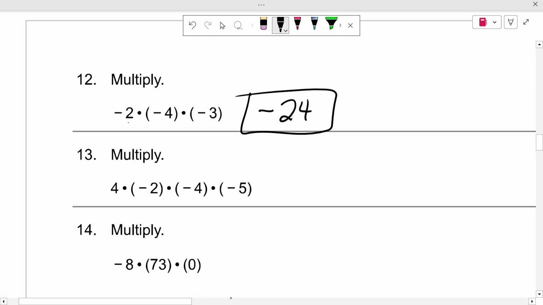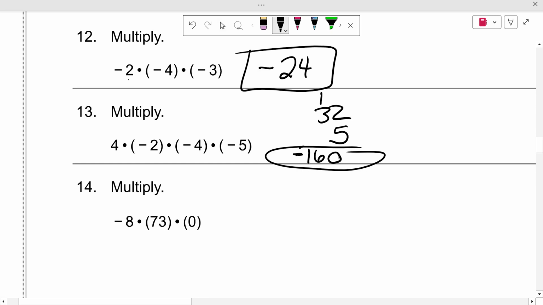On this one, 4 times 2 is what? 8. 8 times 4 is what? 32. 8 times 4 is 32. Then we're going to multiply it by 5. 5 times 2 is 10. Carry the 1. 5 times 3 is 15 plus 1 is 16. 160. Now, how many negative signs do we have? 3. Since 3 is an odd number, it'll be negative.